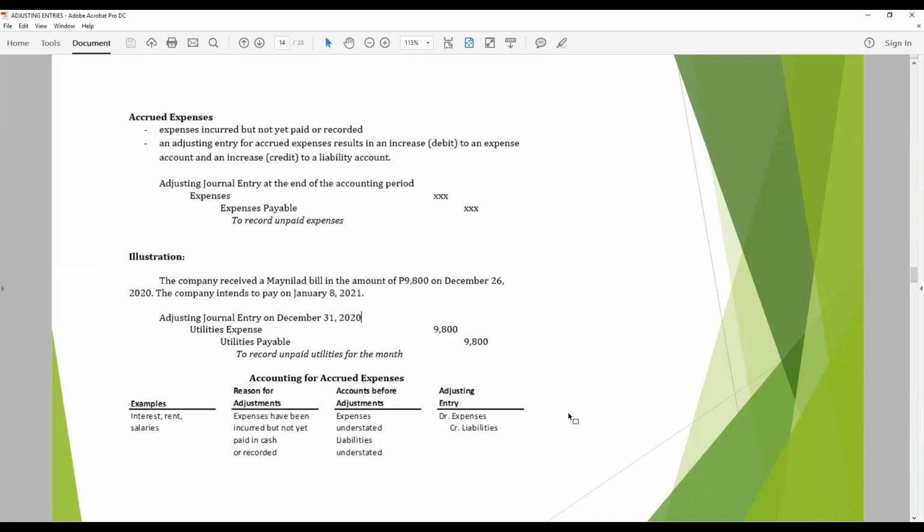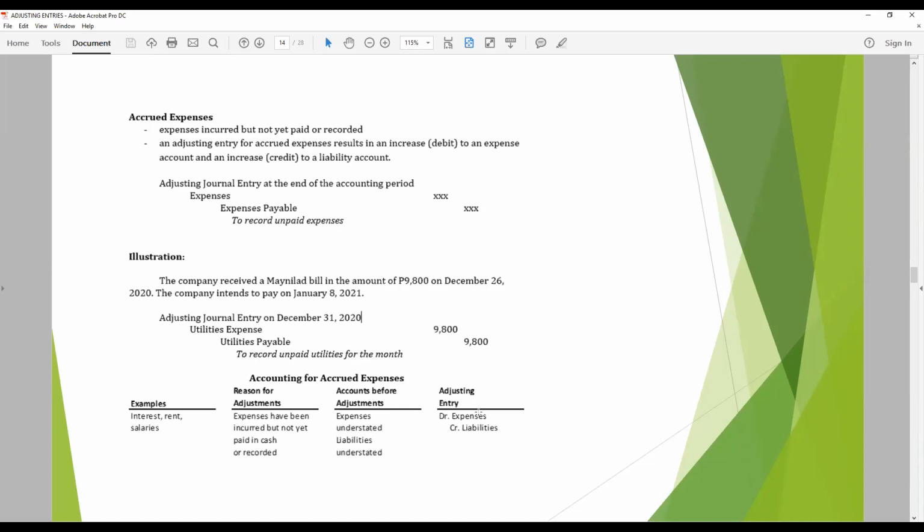Now we also have accrued expenses. These are expenses incurred but not yet paid or recorded. So an adjusting entry for accrued expenses results in an increase or debit to an expense account and an increase or credit to a liability account. The adjusting entry at the end of the accounting period is debit expense account and credit expense payable account. So example, under accrued expense, the company received a Maynilad bill in the amount of 9,800 on December 26, 2020. The company intends to pay on January 8, 2021.